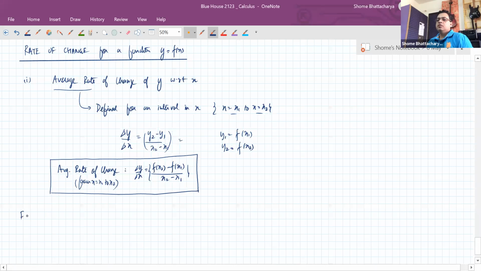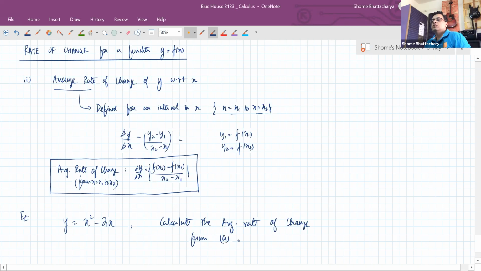So for example, let's say we have the function y is equal to x square minus 2x. Now I say calculate the average rate of change from x equal to 0 to 1 and x equal to 1 to 2. Just try this out, people. Note down this definition and try this question out. I'll put up the answer in just a moment. Just try it out and send me a text message.